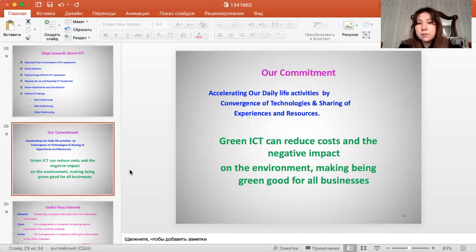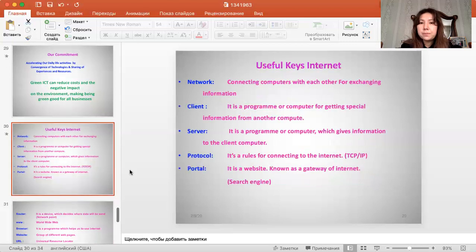accelerating our daily life activities by convergence of technologies, sharing of experience and resources. Green ICT can reduce costs and the negative impact on the environment, making being green good for all business.